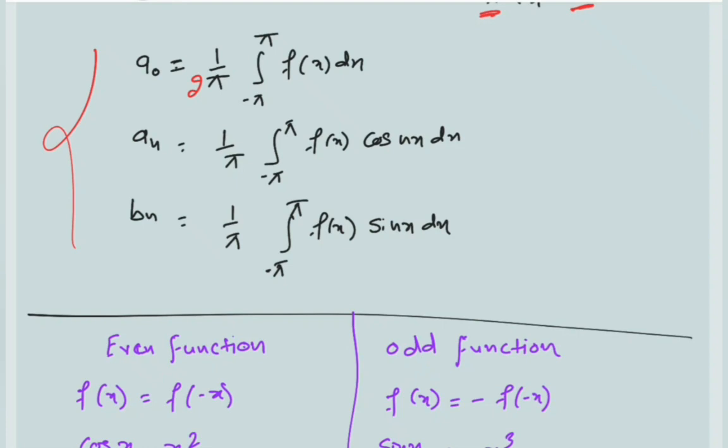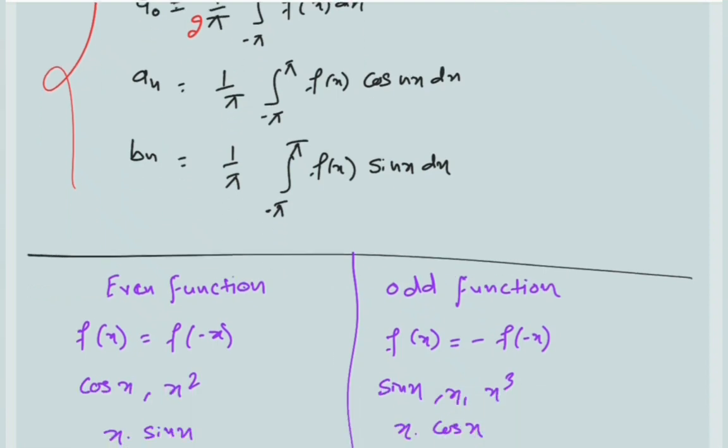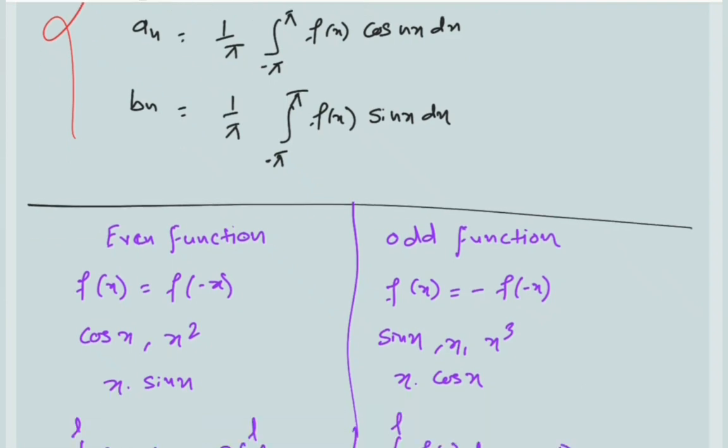So now we'll first understand the odd function and even function concept. That is very basic. We already studied it in class 12th. Based on the odd and even function, we can reduce our calculation. Then we'll move to one problem on Fourier series expansion.